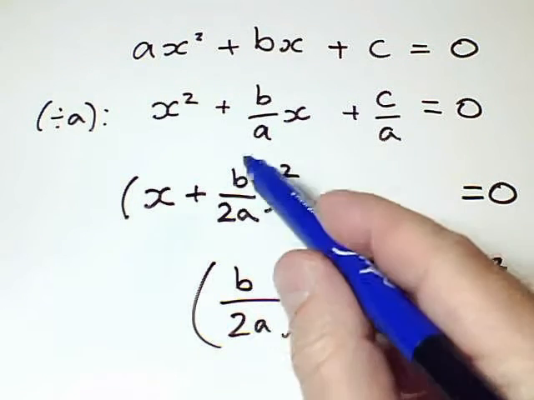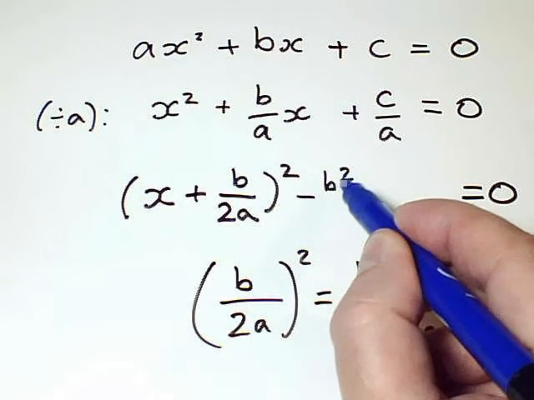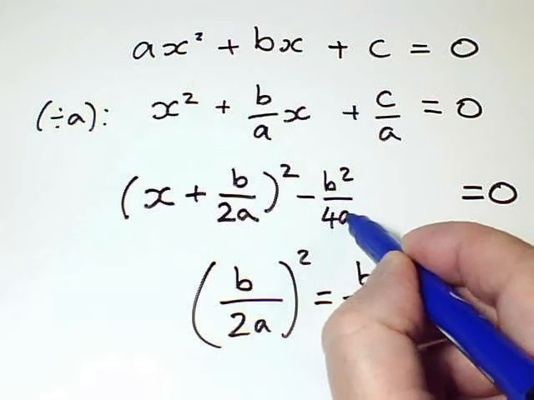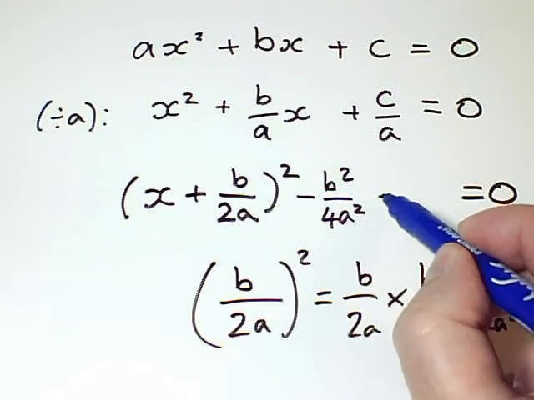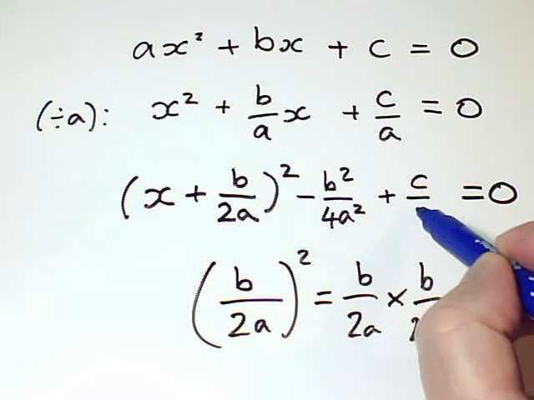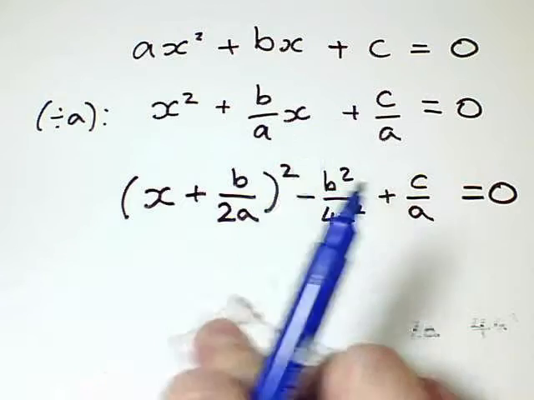So this term here, when I square it, is b squared over 4a squared, so I need to subtract that, but I must not forget that there's been a plus c over a just waiting here that I need to put back in. So there's my next line.